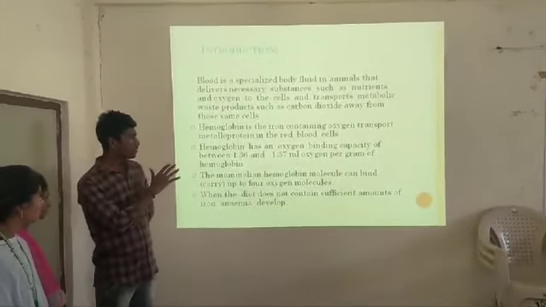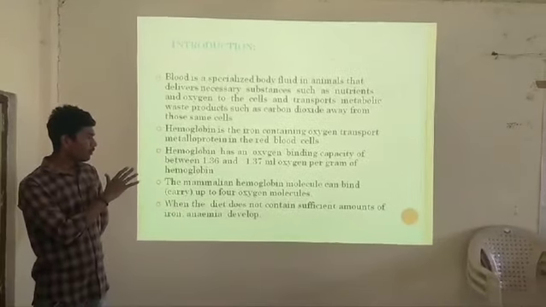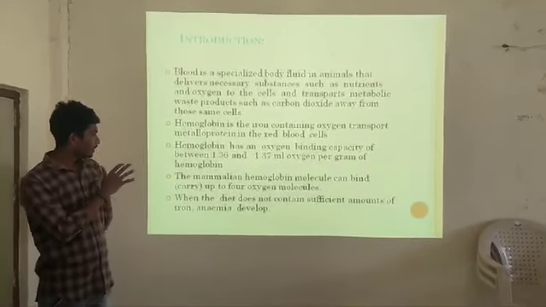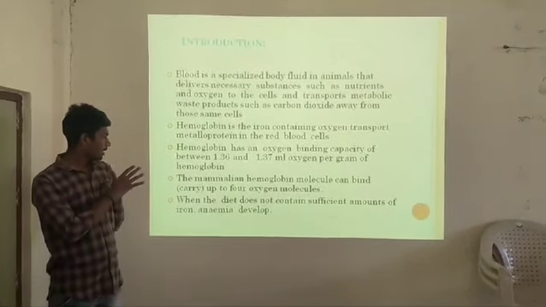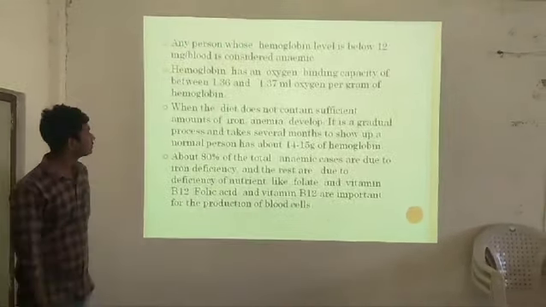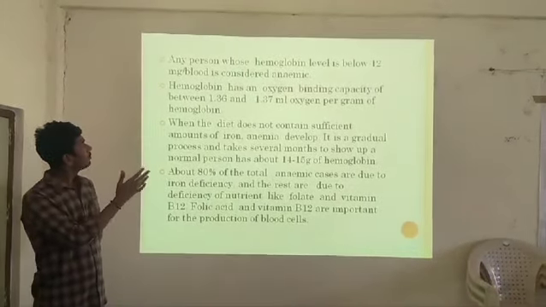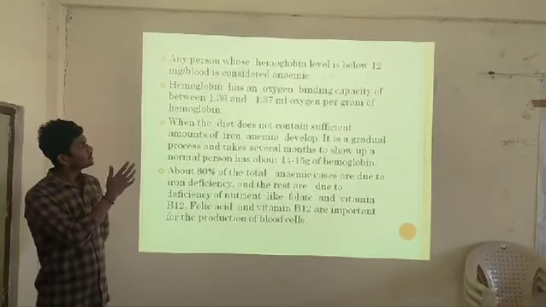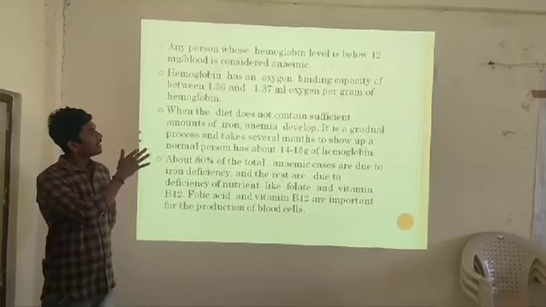The mammalian hemoglobin molecule can carry up to 4 oxygen molecules. When the diet does not contain sufficient amount of iron, anemia develops. Any person whose hemoglobin level is below 12 mg of blood is considered as anemic.